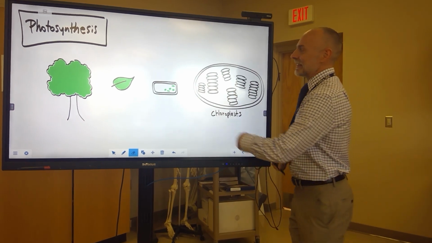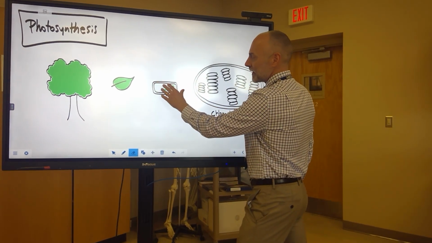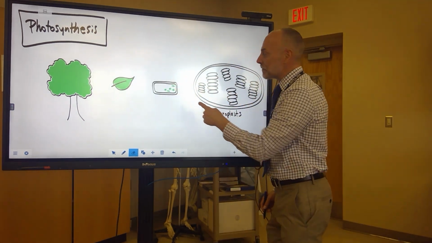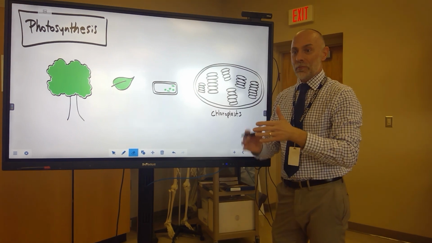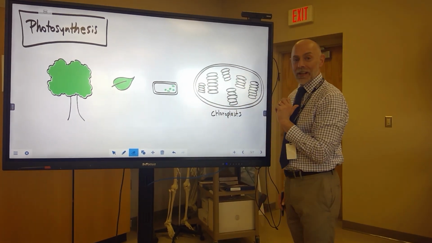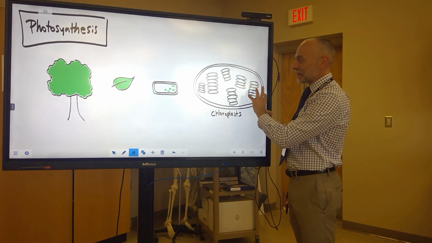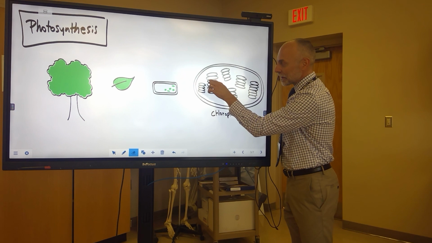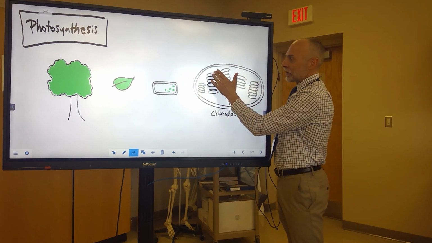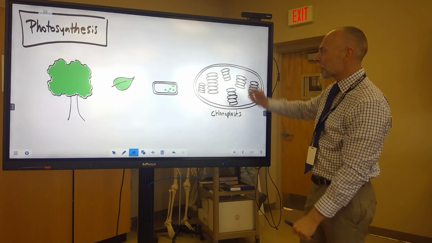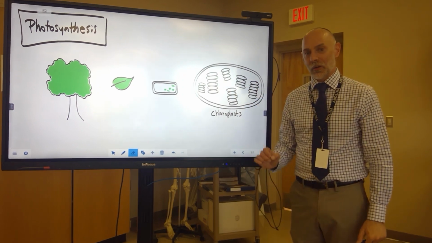If you notice, not all of the cell is even green. So you look at a tree and you see the green leaves. You look at the leaf, it almost all looks green. But when you zoom in on a cell in the microscope, most of it's clear, and only the chloroplasts are green. If you zoom in on a chloroplast, most of it's clear, but only these little areas around these little circular little sac structures that look like a pancake. That's what's green.